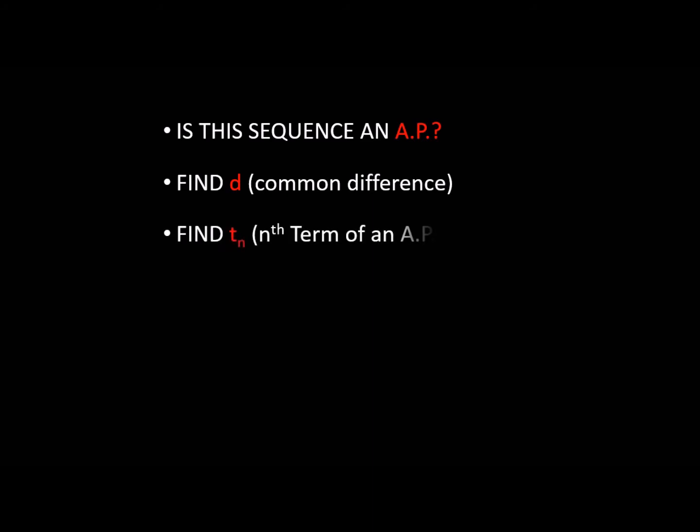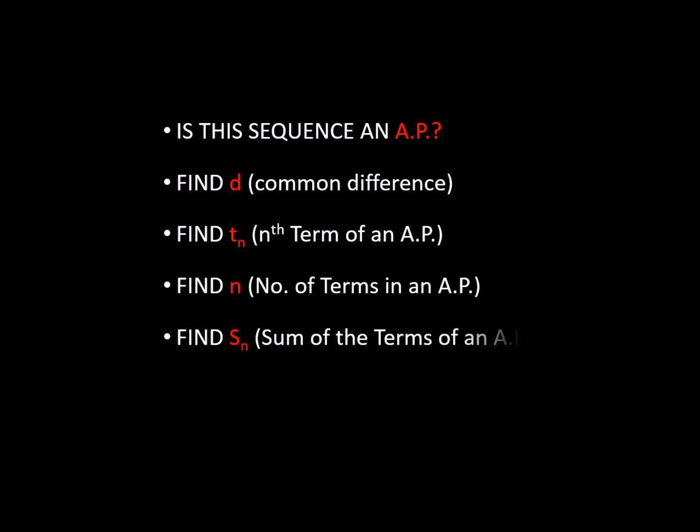Is the sequence an AP? So you'll be given a sequence and you have to determine whether it is an arithmetic progression or not. Then to find the common difference D, to find the nth term of an AP, which is Tn, to find the number of terms in an AP, which is n, to find the sum of the first n terms of an AP, which is Sn, and finally to find the consecutive terms of an AP. So they might ask you to find 3 consecutive terms or 4 consecutive terms.